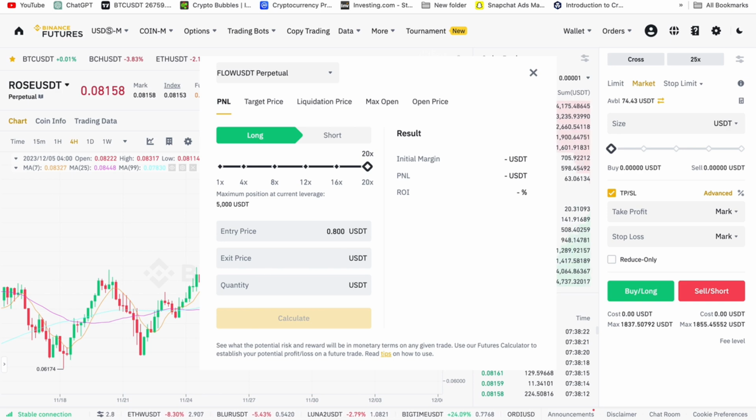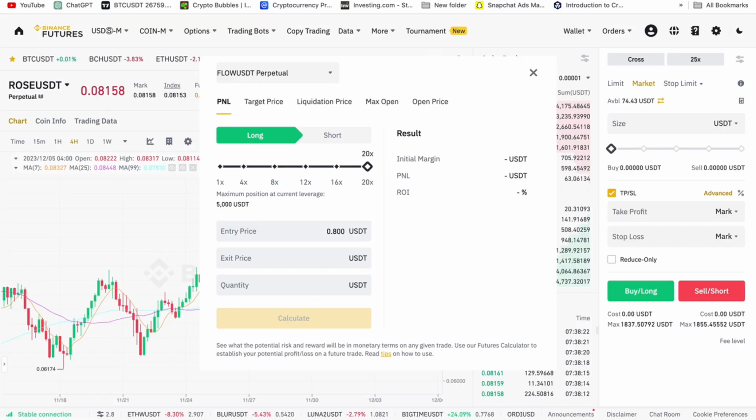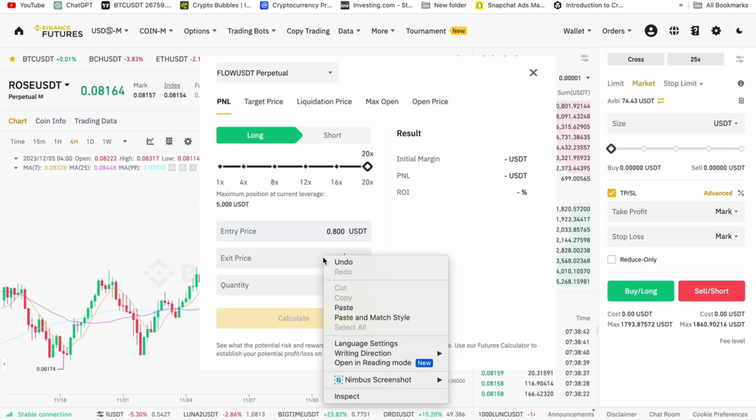With the exit price, I'll advise you start with the stop loss. So the stop level is the exit price. You copy this. Have you seen it? Stop level, we call it stop loss. So you copy these numbers, then go to your calculator, then you paste it here.